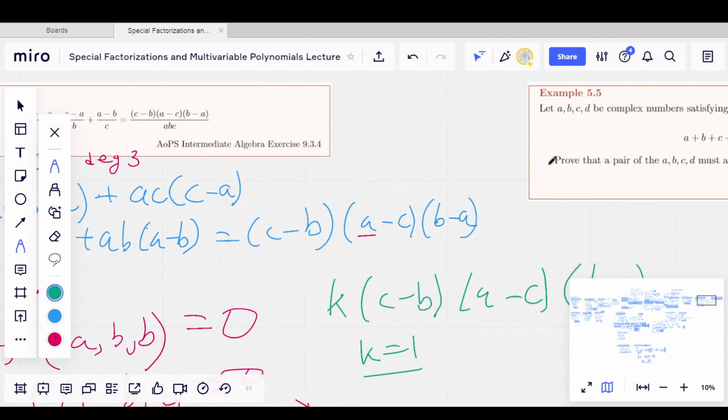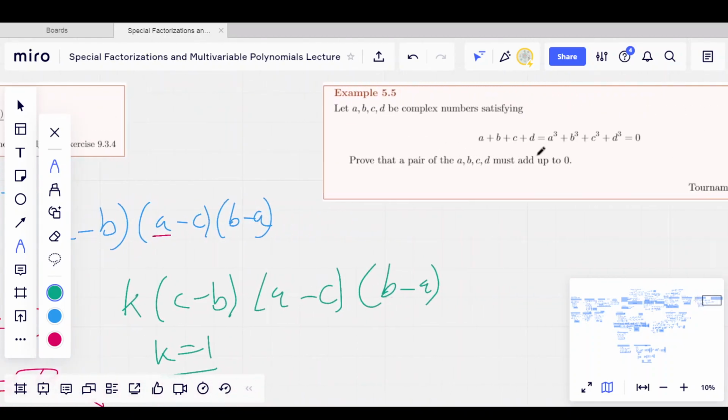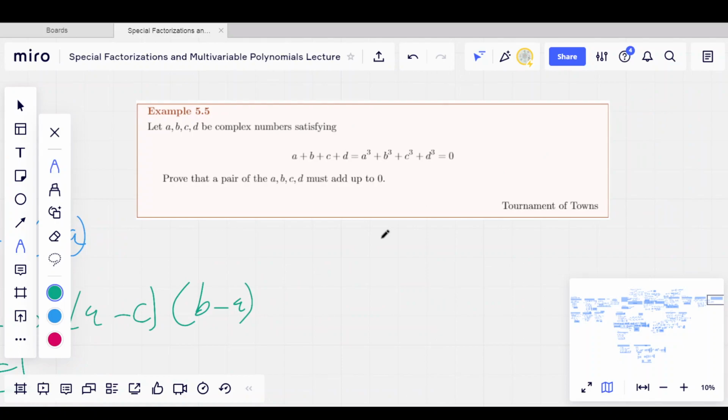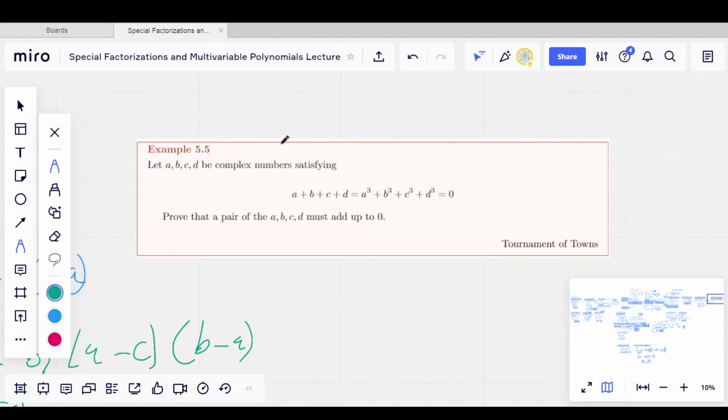So this last example, I'll give you 5 minutes to solve this. The last example will be from the Tournament of Towns. I don't know which year, it's just from the ALPS Intermediate Algebra textbook.